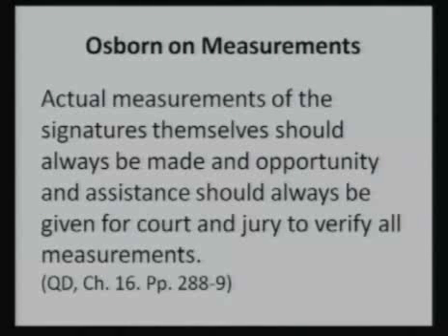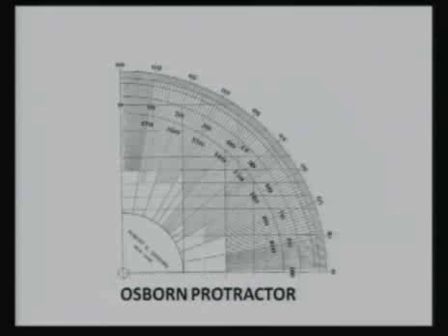Actual measurements of the signatures themselves should always be made, and opportunity and assistance should always be given for court and jury to verify all measurements. And this is a picture of Osborne's protractor with his name on it. So this guy, back in 1910, was measuring. As Peter pointed out in his slides, he was very concerned about actually getting his measurements standardized and his measuring appliances standardized. For some reason, in documents, we went away from that. And I think with the technology that we have now, it's probably a good time to start looking at that again.